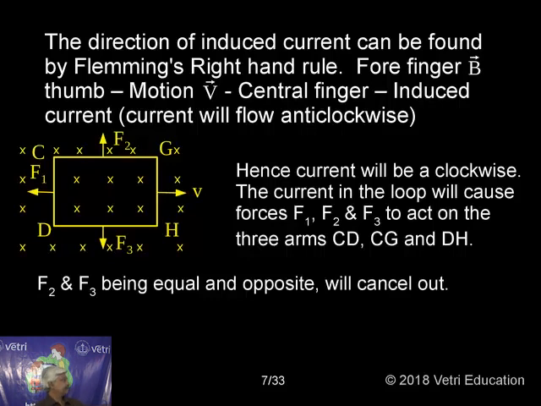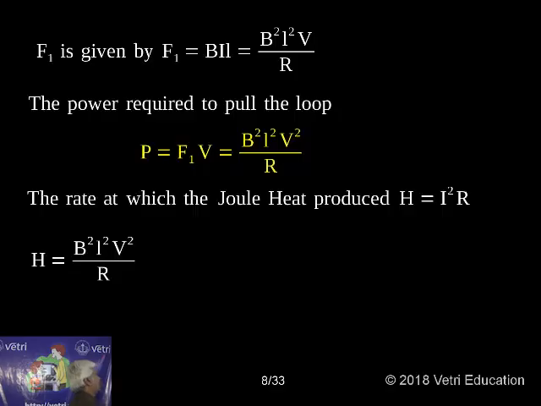The forces act on three arms CD, CG and DH. F2 and F3 being equal and opposite, hence cancel out. F1 is given by, we already know, a current-carrying conductor moving in a magnetic field experiences a force BIL sin theta. Here theta is equal to 90, therefore BIL. So F1 is given as BIL.